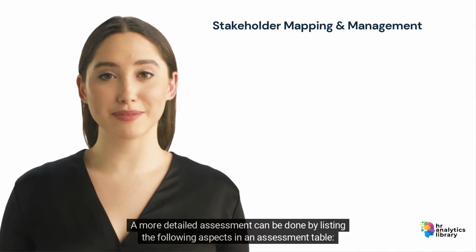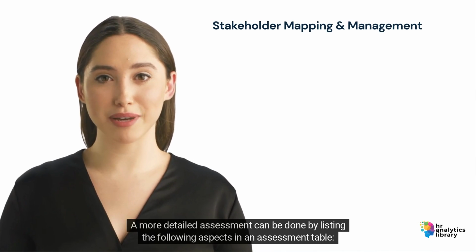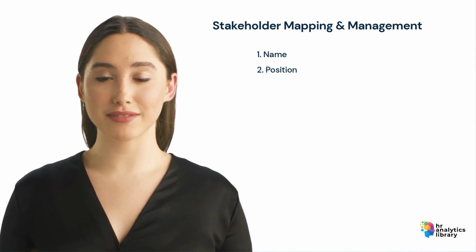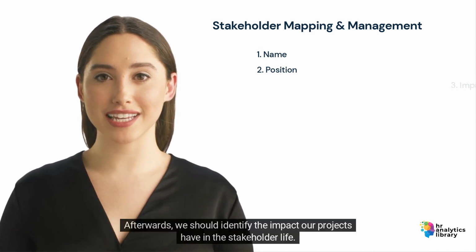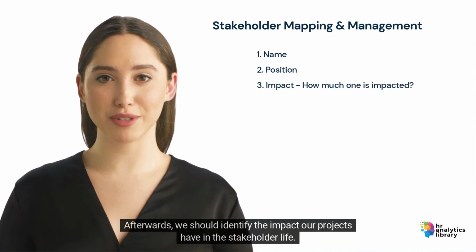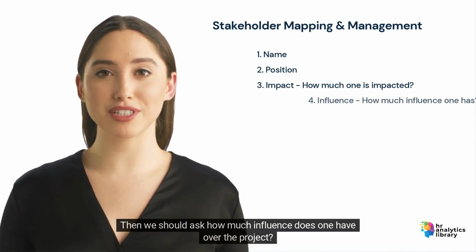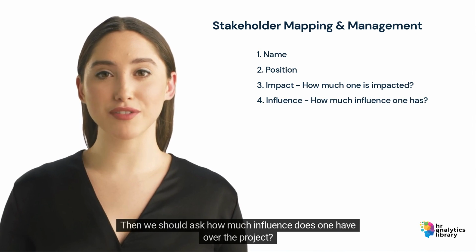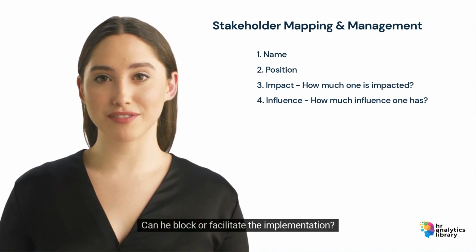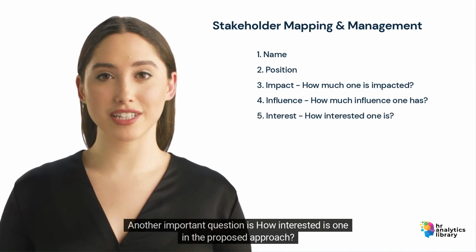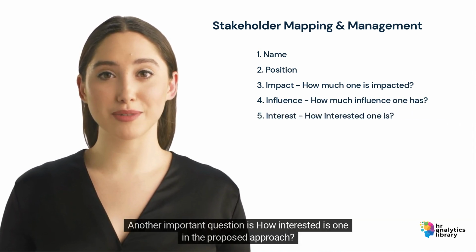A more detailed assessment can be done by listing the following aspects in an assessment table. We should list the stakeholder name and position. Afterwards, we should identify the impact our projects have in the stakeholder life. How much is one impacted by the project? Then we should ask how much influence does one have over the project? Can he block or facilitate the implementation? Why? Another important question is how interested is one in the proposed approach?